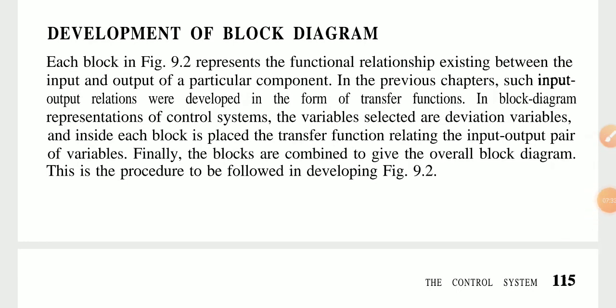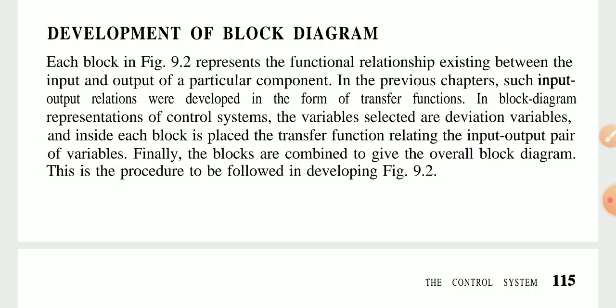Okay, the development of the block diagram. In Figure 9.2 we saw the block diagram in the previous lecture. The functional relationship existing between the input and output of a particular component. In the previous chapter such input-output relationships were developed in the form of transfer functions, which we saw, simply in a block diagram representation of the control system. The variables selected are deviation variables, and inside each block is placed the transfer function relating the input and output pair, and finally the blocks are combined into the overall block diagram.